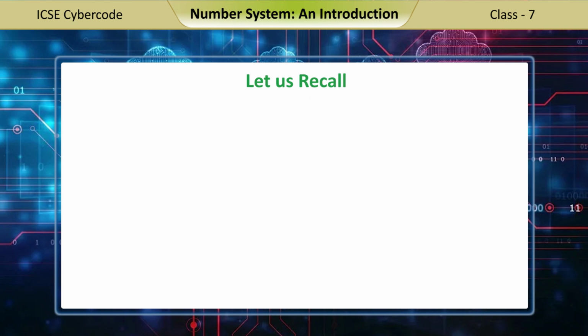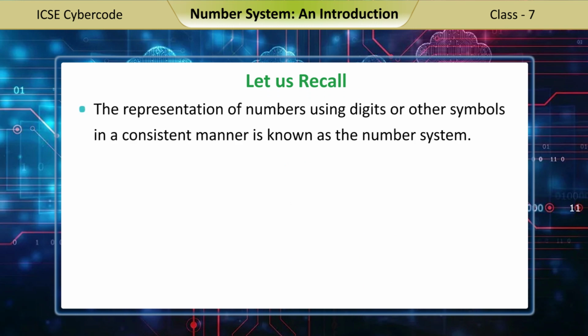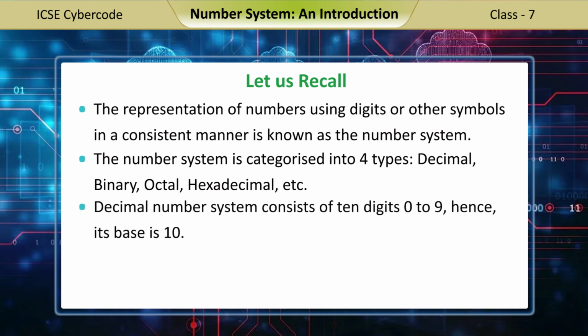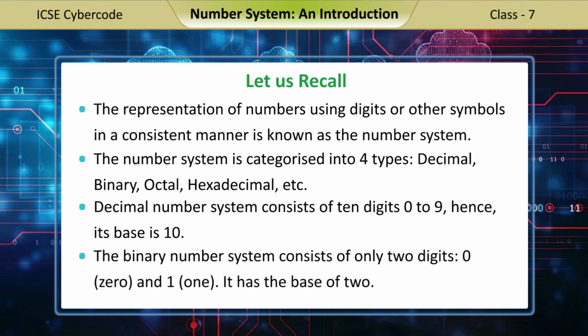Let us recall. The representation of numbers using digits or other symbols in a consistent manner is known as the number system. The number system is categorized into 4 types: decimal, binary, octal, hexadecimal, etc. Decimal number system consists of 10 digits 0 to 9, hence, its base is 10. The binary number system consists of only 2 digits 0 and 1. It has the base of 2.